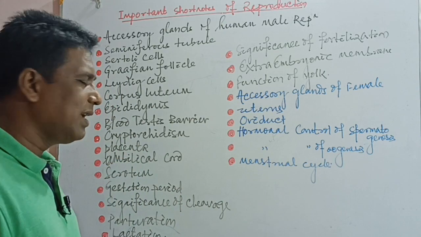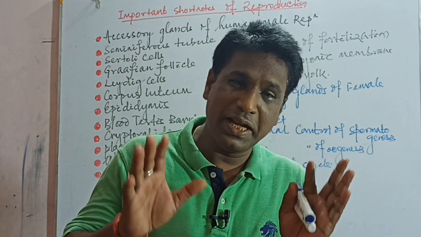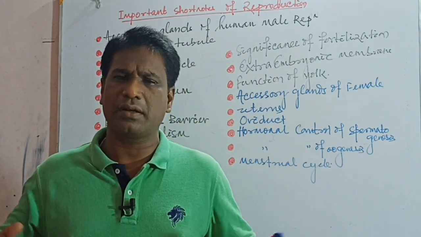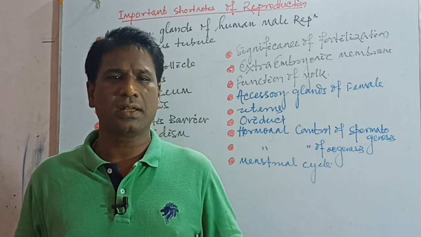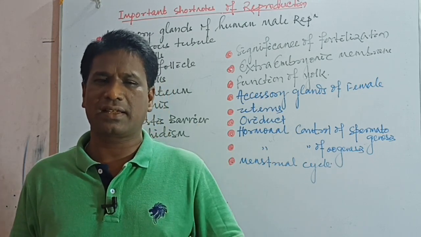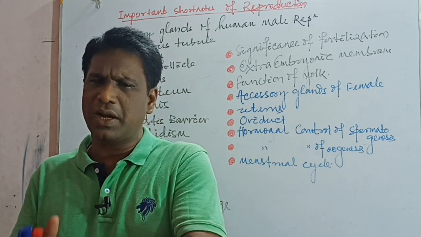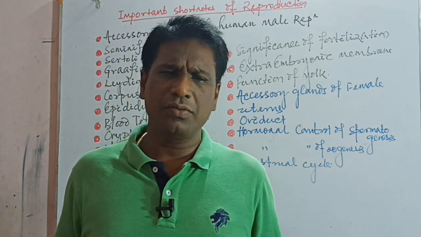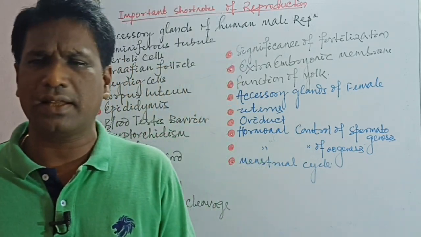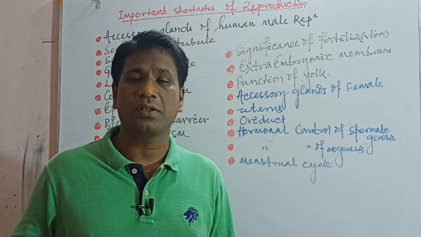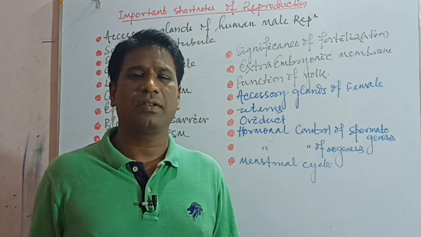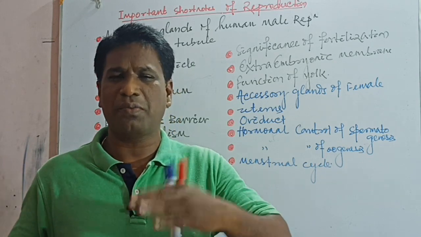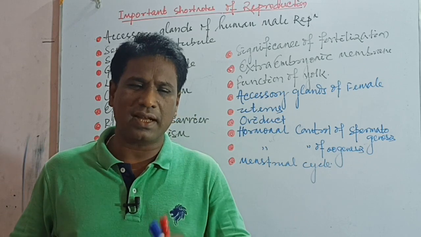Then placenta. Placenta is an intimate association. It is a structure which forms an intimate association between mother and fetus for exchange of materials. Some important materials go from the mother to the fetus, and the unused and excretory substances produced by the fetus are eliminated from the fetus to the maternal blood. So the structure that forms this intimate association between mother and fetus is called the placenta.